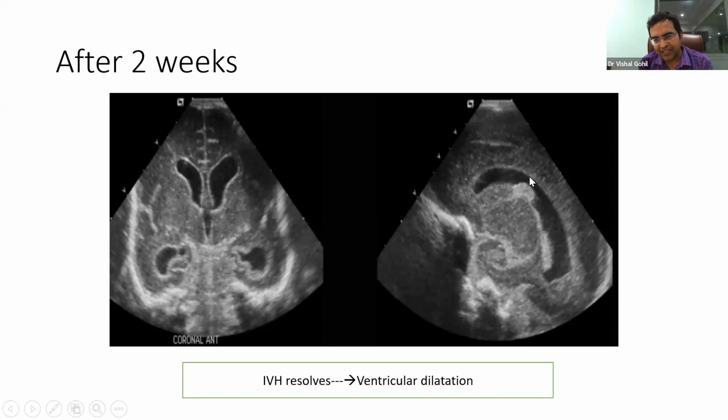Okay, this is your parasagittal view. You can see the old IVH, which is resolving. This is your choroid plexus, and this is fluid. You can see this is a dilated lateral ventricle.